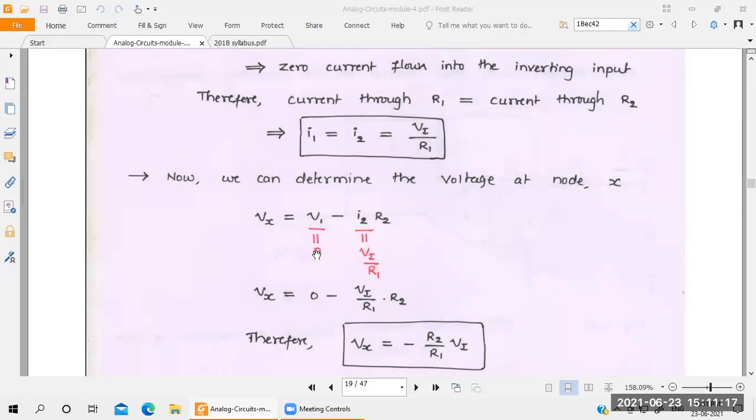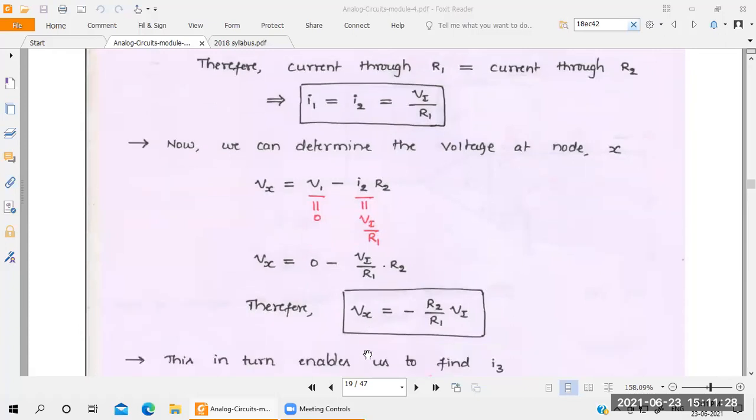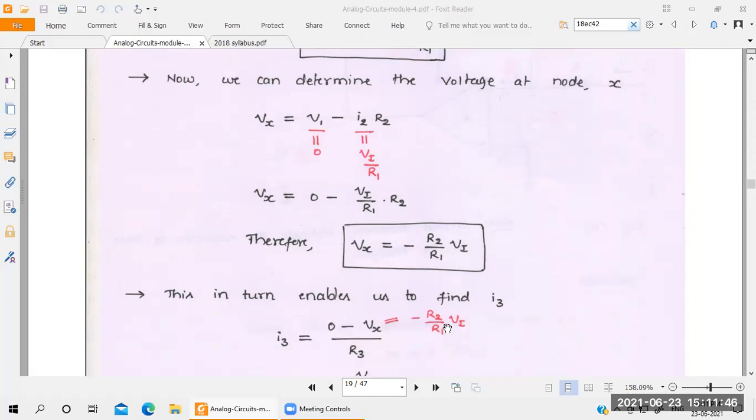Then what is the V1 value? 0. What is I2 here? What you got here? Vi divided by R1. Substitute here. V1 is 0, Vi by R1 for the I2 here. Then simplify. So what you got here? Vx now. All resistances are meeting at a point, that is the Vx point. How much here? Minus R2 by R1 into Vi. It means the Vx voltage depends on the input voltage multiplied by the R2 resistance and is inversely proportional to the R1 resistance. Understood?